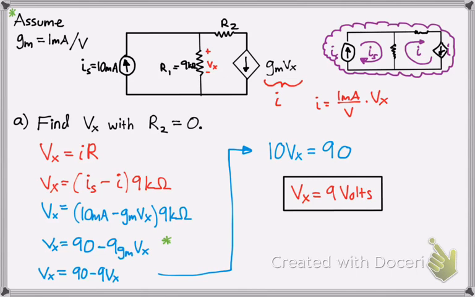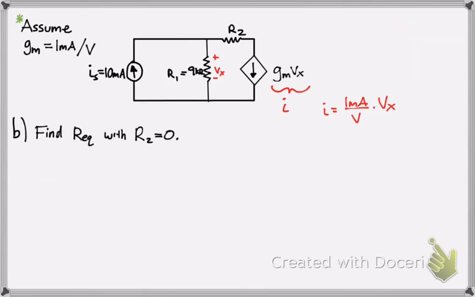So now we have the voltage there. Let's look at the second part. Now we're going to find our equivalent resistance when R2 is equal to 0. What is the equivalent resistance? We're not looking for voltage, right? Well, we can use the information from part A, which is where we found Vx already.